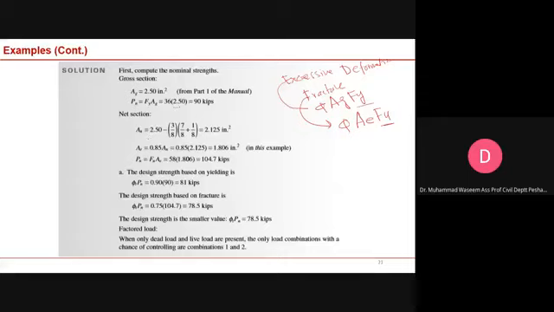So we have the gross area, and if you want to find the gross area of this angle, which is L 3 by 2 cross 3 by 2 cross 3 by 8, you can go to the AISC manual and look for this shape and you can get this area. Okay, so this is the nominal capacity. Okay, so this is 90 kips.